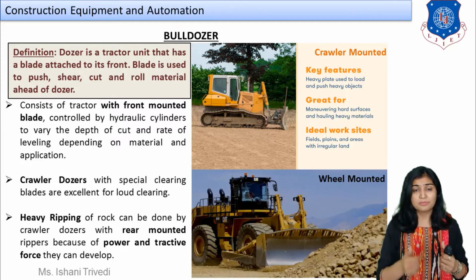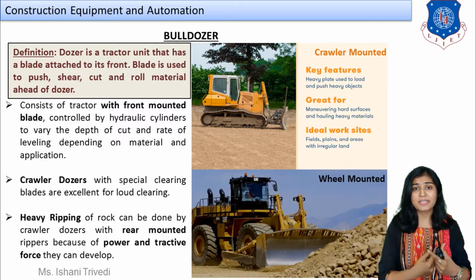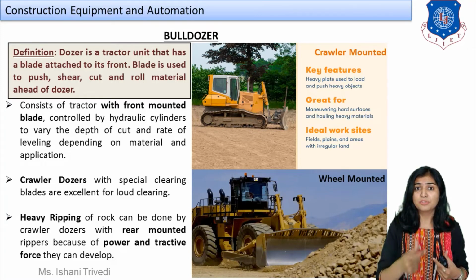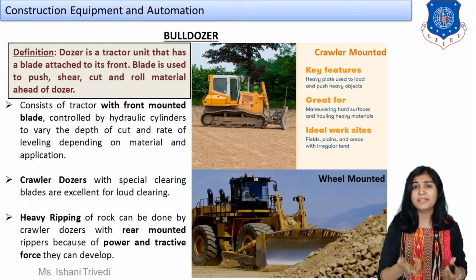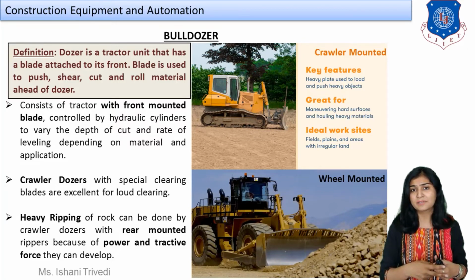Now, crawler dozers, we are going to call them over here, with special clearing blades, are excellent for large clearing, meaning for a large area and large quantity of materials. Those are considered to be the most suitable for special clearing blades, right? The blades provided over there will be special, meaning they will have very sharp edges and different shapes. We have S shape, we have C shape, different types of blades are available in the market.